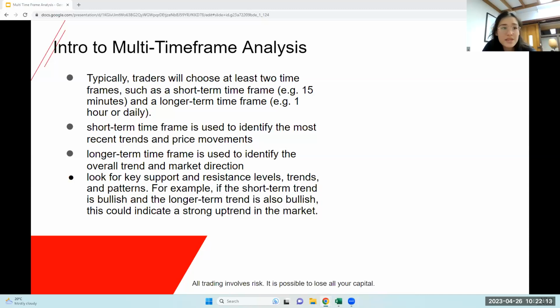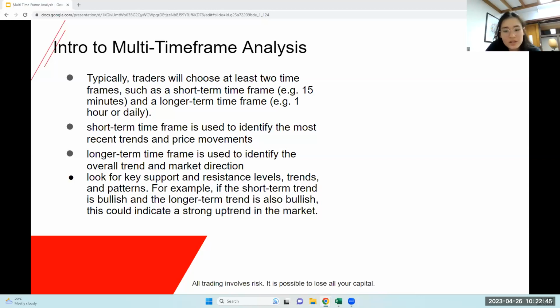So once the timeframes have been selected, the trader will then analyze the market from each timeframe, and then they'll look for key support and resistance levels, like we mentioned earlier, as well as some patterns. So for example, if the short-term trend is bullish and the longer-term trend is also bullish, this could indicate a strong uptrend in the market. Okay, so how exactly can you use this information?